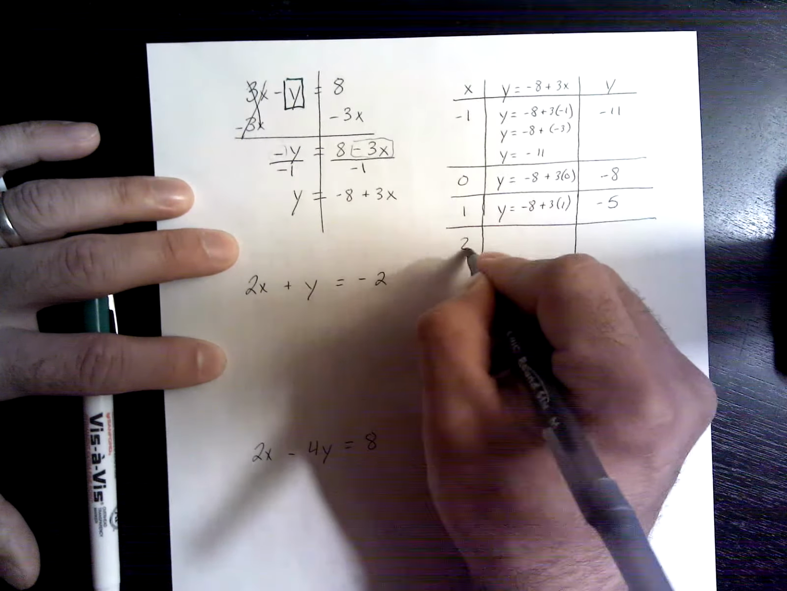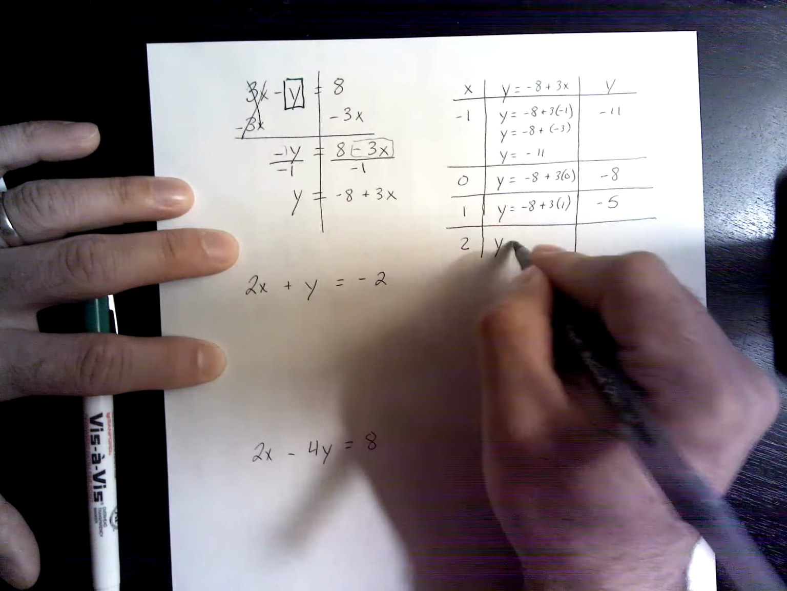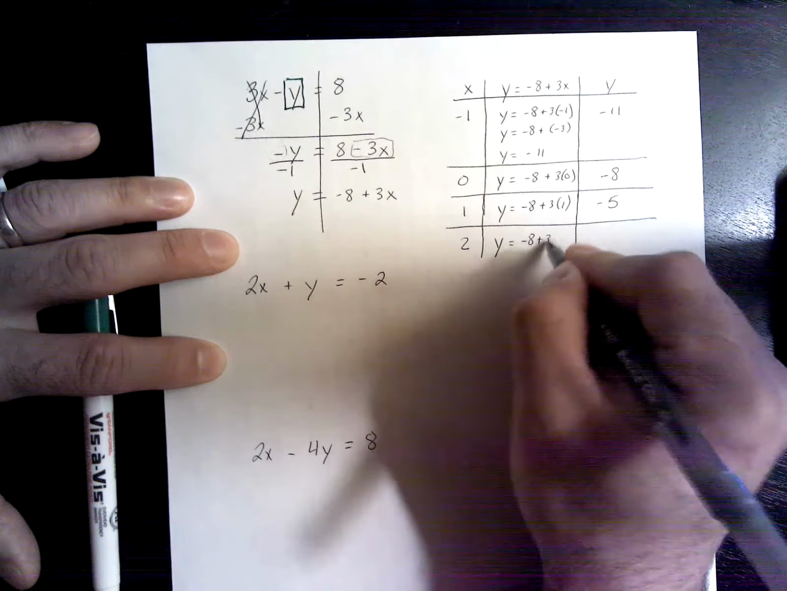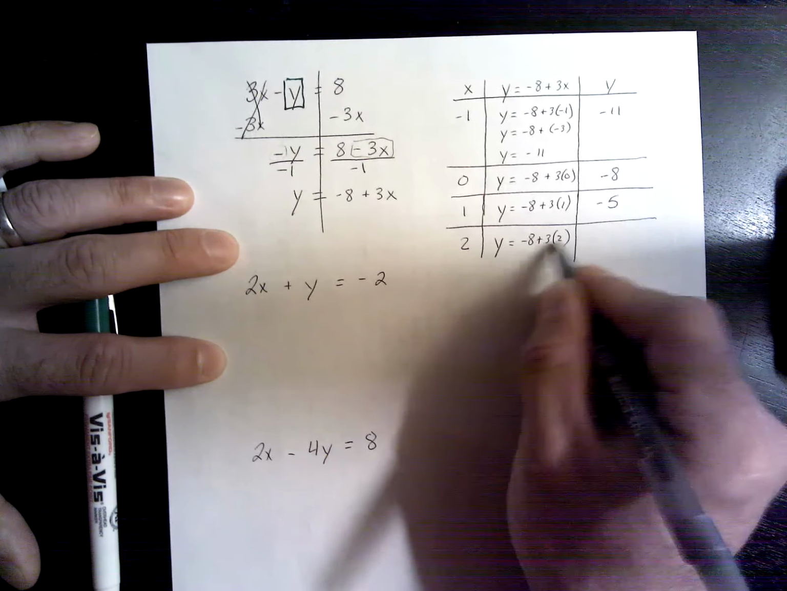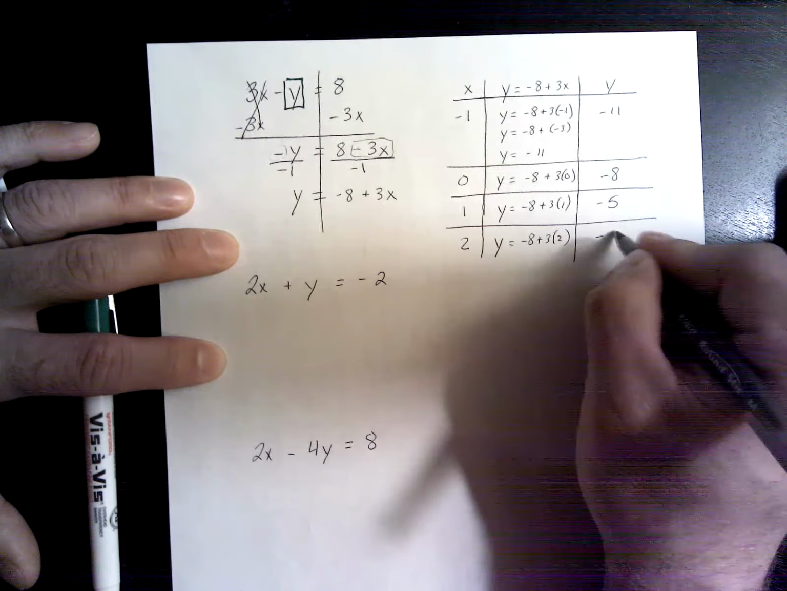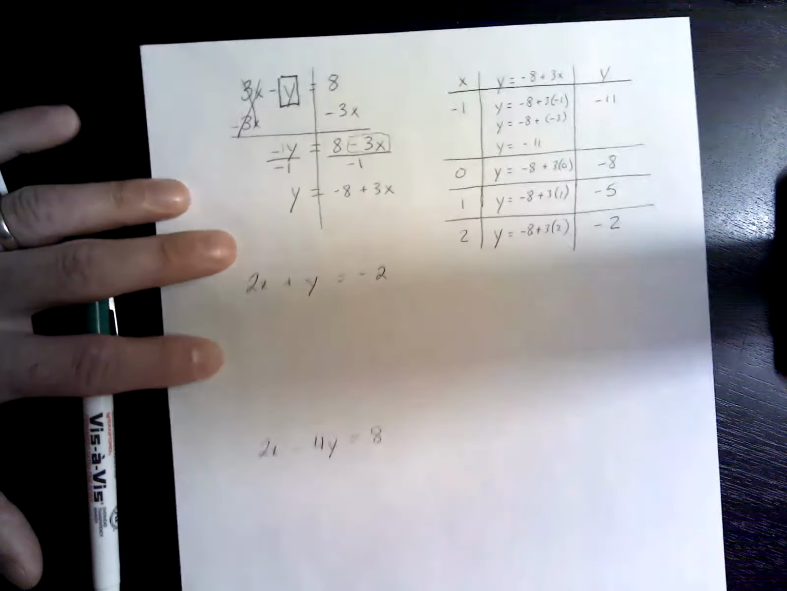And the fourth term I ask you to use is a 2. Y equals negative 8 plus 3 times 2. 3 times 2 is 6. Negative 8 plus 6 is negative 2.